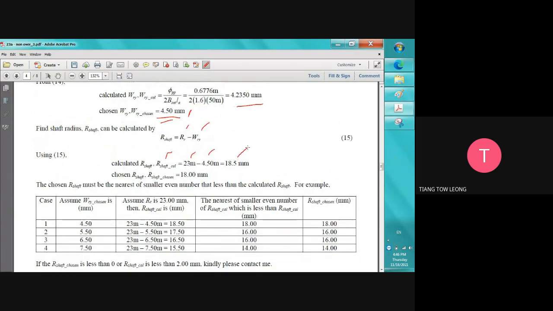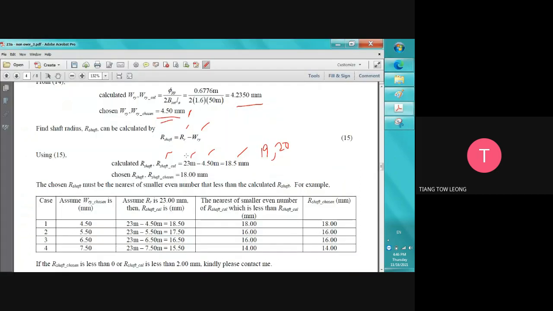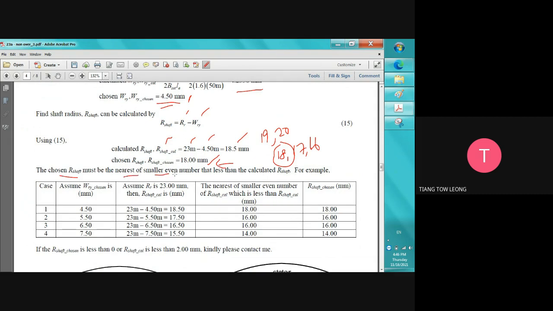Then we have 18.5. First, we cannot choose 19 or 20, we cannot choose bigger, or else this part will become smaller. We cannot choose the bigger side for R shaft like this, because then this part will become smaller. When it becomes smaller, saturation will happen. So we need to choose smaller, which is either 18, 17, 16, and then we need to choose the nearest even number. The nearest even number is 18. So we use 18. The chosen value must be the nearest smaller even number.